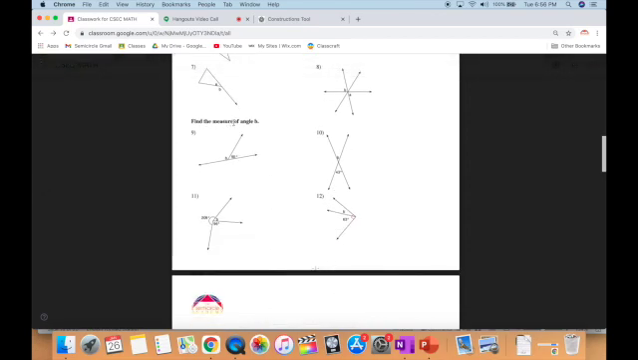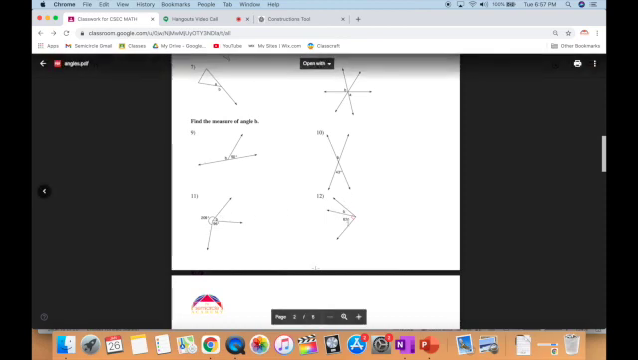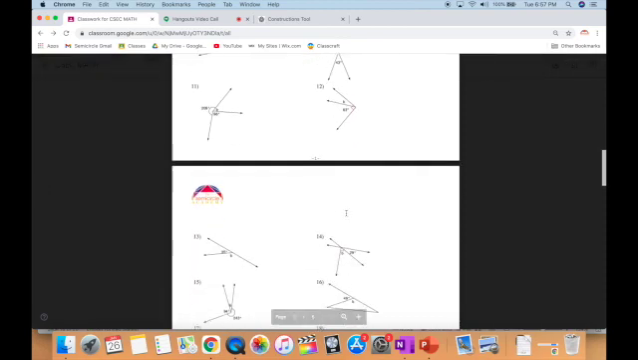Find the measure of angle B. Of course, you're not going to measure, you're going to work it out. So these two angles are supplementary, so 180 minus 50 will give you B in this case. These two angles are vertically opposite, so they are equal, so B is equal to 43 degrees. These are angles around a point, so they add up to 360, so you can find B from there. And these are complementary angles, they add up to 90, so you could find B.